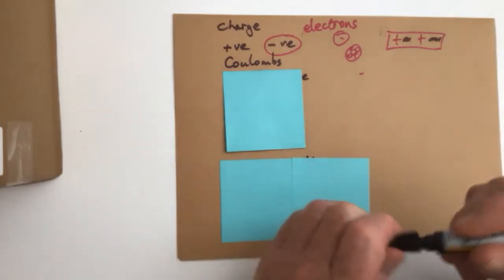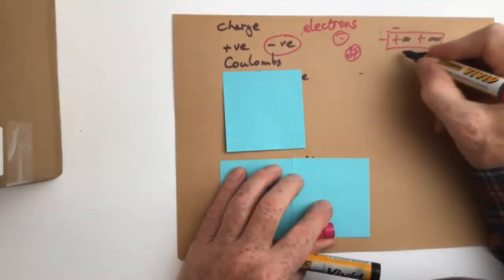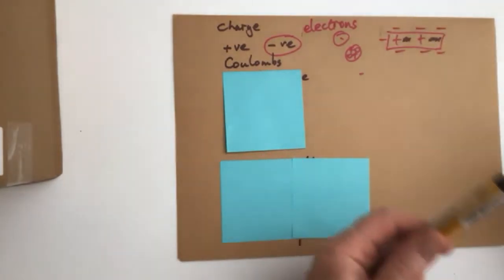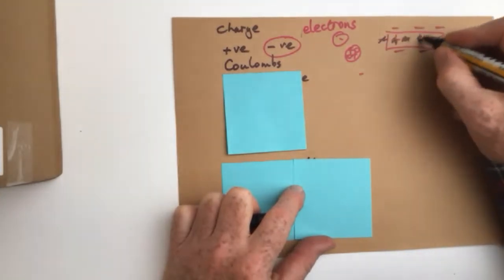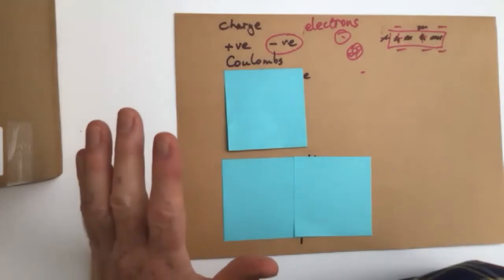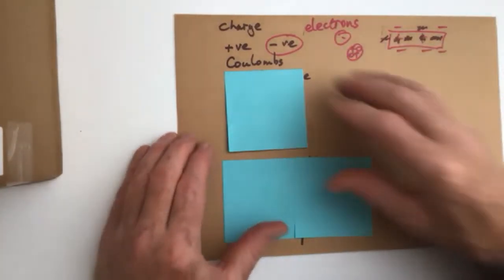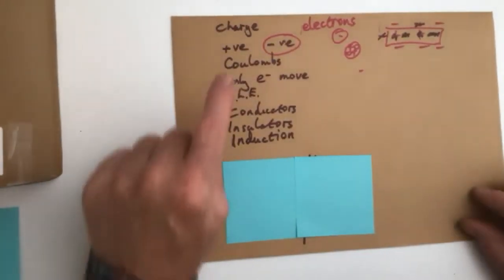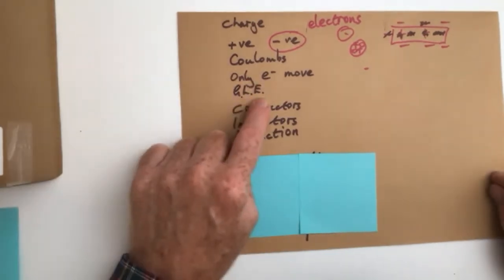Conversely, if we have an object and then we manage to get more negatives on it, then they cancel out these positives and the whole object's left as negative. Okay, it's only the negatives which move because they're in orbits and it's easy to zip them out of the orbit. Okay, we measure it in coulombs. That's the measurement of charge. Only the electrons move. Yeah, and now we're going to look at the gold leaf electroscope.